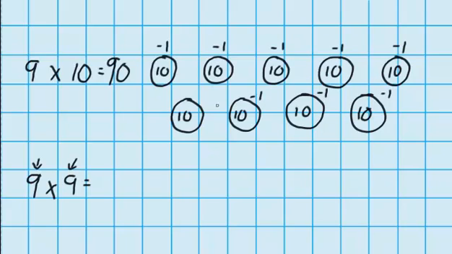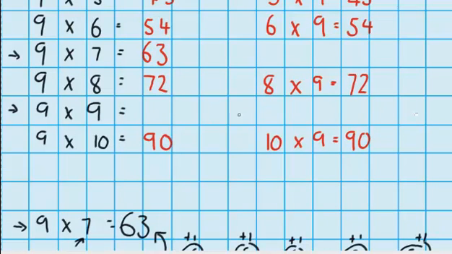So if I take 1 counter away from all of these groups, that means in total I've taken away 9 counters because there are 9 groups. So that means the answer to 9 times 9 must be 9 less than 90. And I know that 9 less than 90 is 81. So I can come over here and write 81 in.